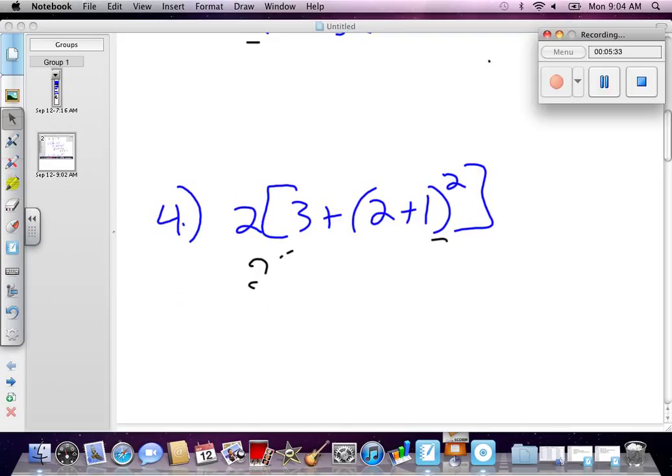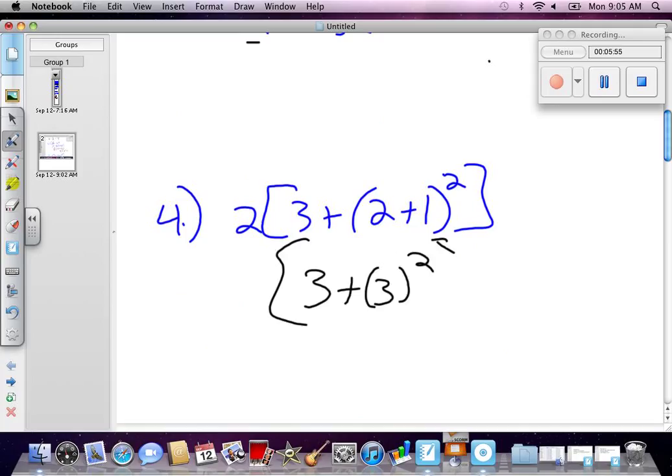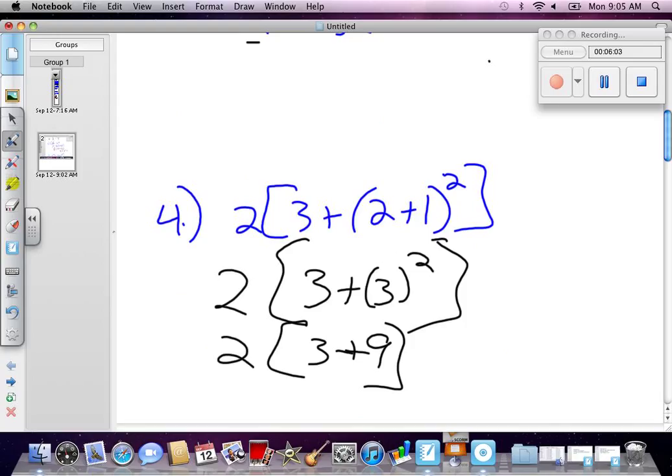Okay, so we're going to look at number 4. We've got 2 times the quantity of 3 plus 2 plus 1 squared. So we've got to do the inside parentheses first. 2 plus 1 gives us 3, so we've got 3 plus 3, and that's squared times 2. 3 squared is 9, plus 3 times 2. 3 plus 9 is 12, and 12 times 2 gives us 24.